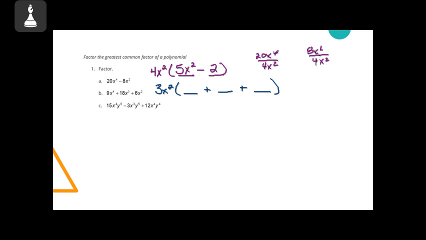So 9x to the fourth is divided by 3x squared. 9 divided by 3 is 3. I had x to the fourth, I took out 2 of them, so there's 2 left over. 18x cubed divided by 3x squared. 18 divided by 3 is 6. I had 3 x's, I took out 2, so there's 1 left over. 6x squared divided by 3x squared. 6 divided by 3 is 2. I had x squared, I took them all out, so there's no x's remaining.